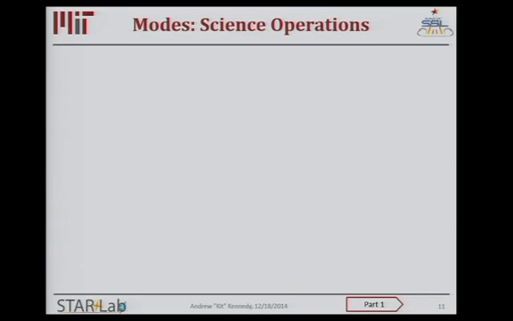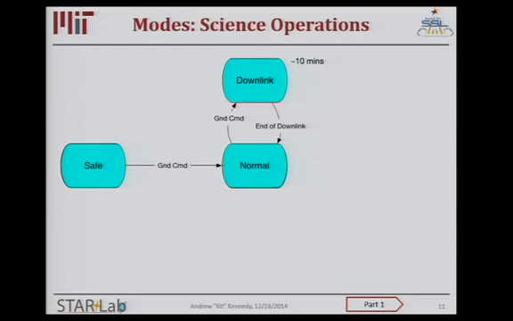And then the way our nominal modes look, we start out in that safe mode, and then there's a ground command to transition to the normal base operations mode for the spacecraft. So that's what we come back to whenever we're not actively doing a calibration maneuver, or we're not downlinking to the ground station. Then we can do downlinks to the ground station. They're about 10 minutes, and that's initiated by a ground command from the ground station. And at the end of downlink, we transition back to normal mode.